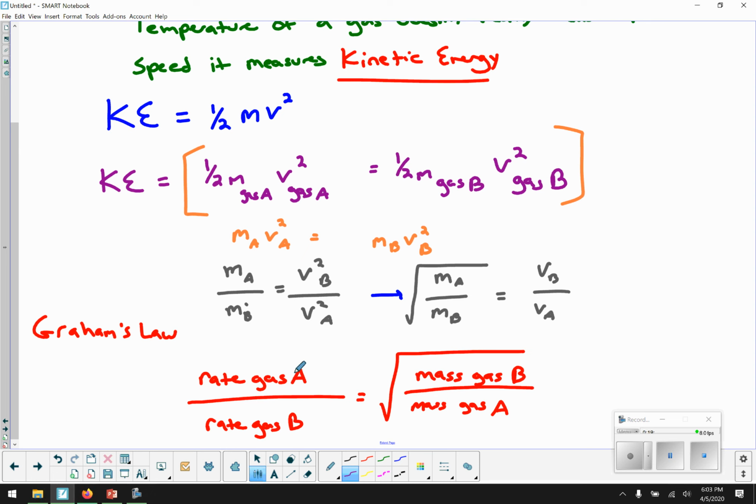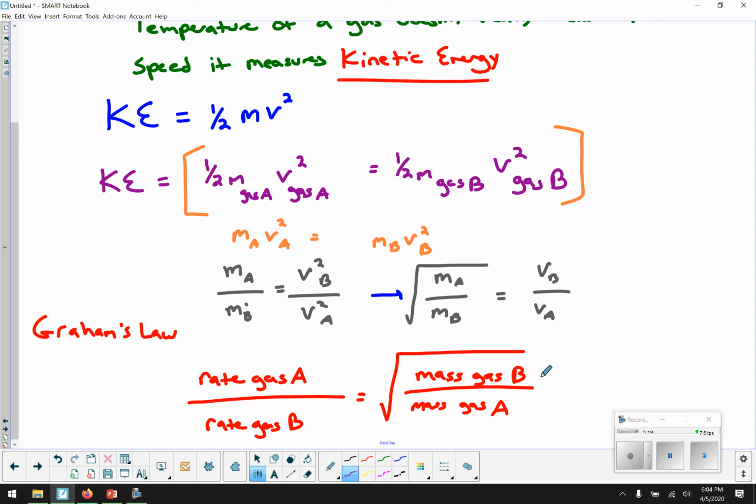So the rate of gas A over the rate of gas B equals the square root of the mass of gas B over the mass of gas A. One thing to be careful about, it's the square root of the inverse. So it's A over B on the rate side, and then B over A on the mass side. So make sure to remember to invert those. If we know 3 of these things, we can figure out the 4th.